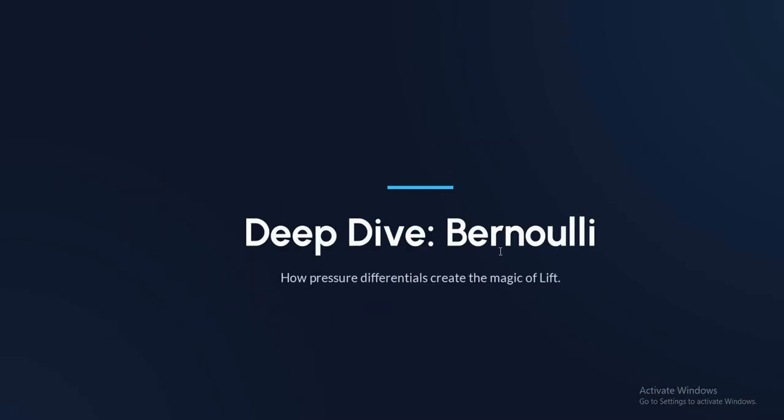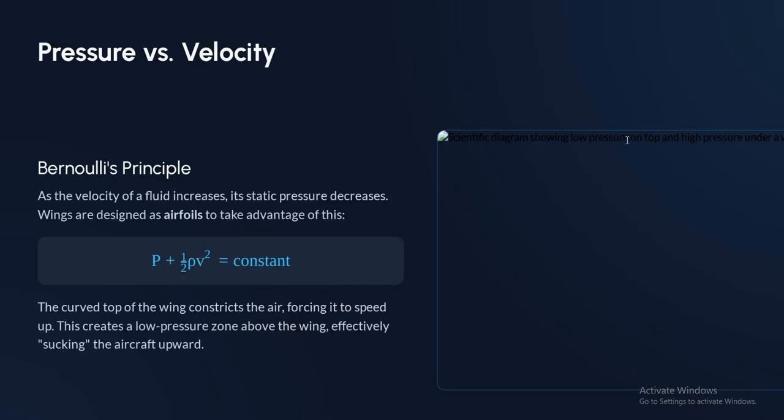Okay, so we're gonna do a deep dive into Bernoulli. He talks about how pressure differences create the magic of lift. Okay, pressure versus velocity. His principle is that as the velocity of a fluid increases, its static pressure decreases, and wings are designed as airfoils to take advantage of this. So we have this little equation over here, but the curved top of the wing constricts the air, forcing it to speed up. This creates low pressure above the wing and effectively sucks the airplane upwards.